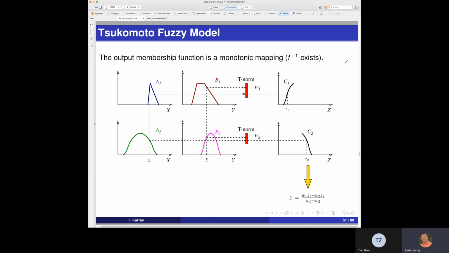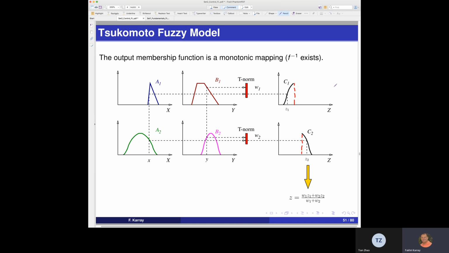So the Tsukamoto model, in contrast to the other systems, has a membership function of the output that is an open membership function. It is similar to this particular type of representation, known as monotonic mapping. So I am leaving it there. It's not going to be part of the system, but you can use it.